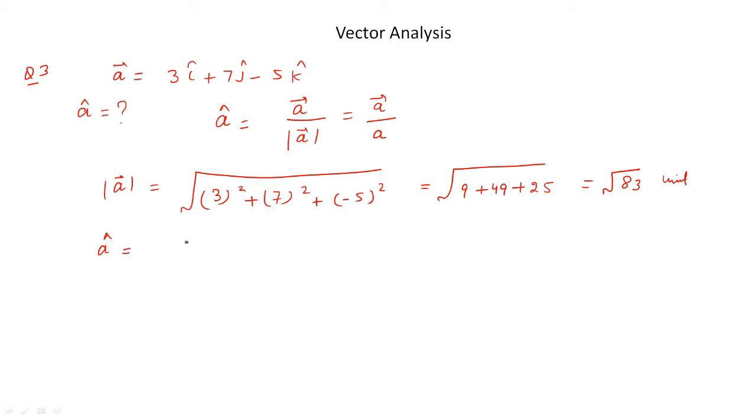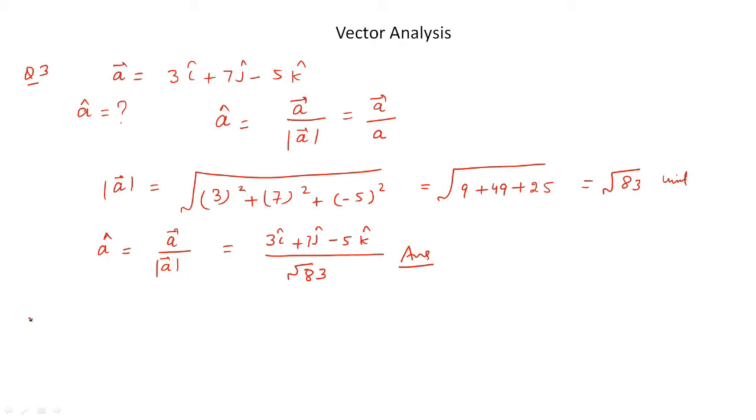Now we can find the unit vector A. So it will be equal to vector A divided by its modulus. So it will be equal to, vector A is given as 3i plus 7j minus 5k, and the modulus of the vector is root 83. So this is the answer of the question.